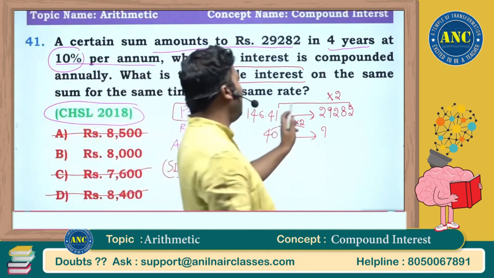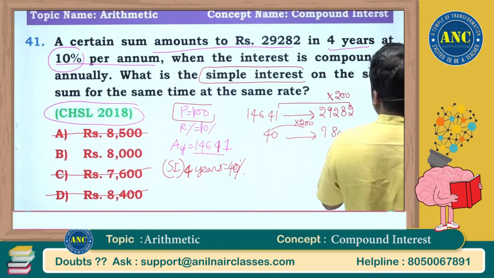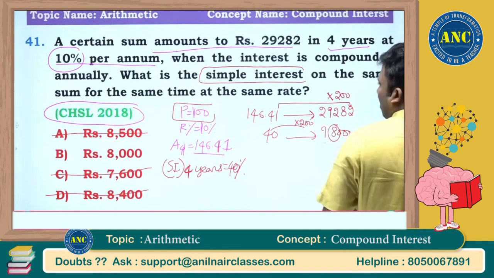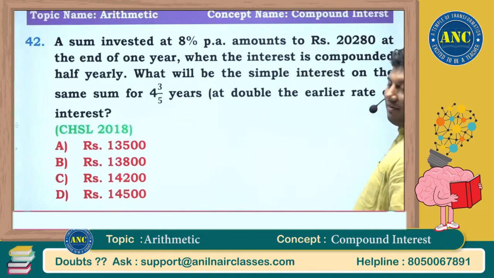I hope it is clear. This is nothing but 200 into 200, which is 8,000. I don't want to do all this. 40 first. I hope the idea is clear.